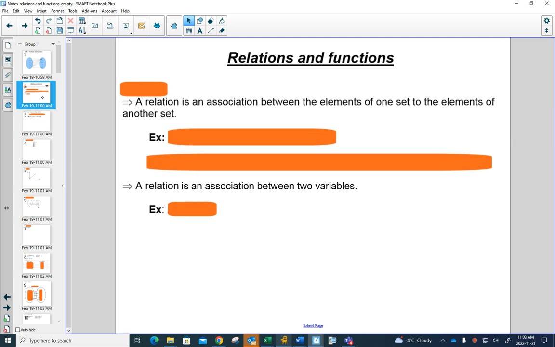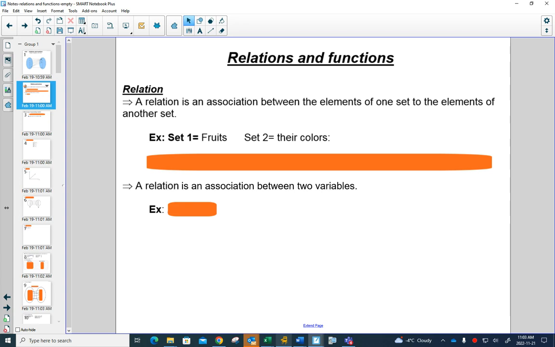In your notes, you have some spaces that you can fill in, and I can click on them. So for example, we start off with the definition of a relation. It is an association between the elements, which is a fancy word for the numbers in one set, to the elements, again the same fancy word for numbers in another set. So here's an example.